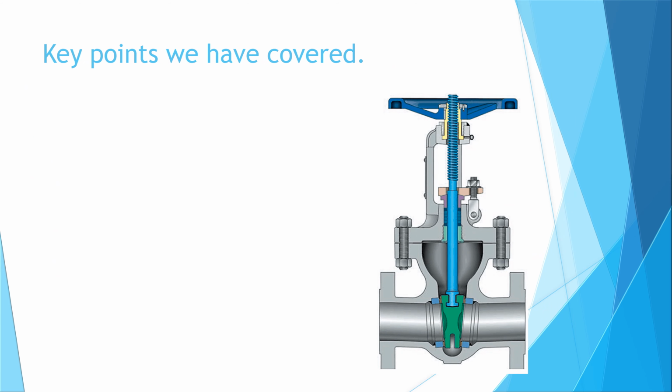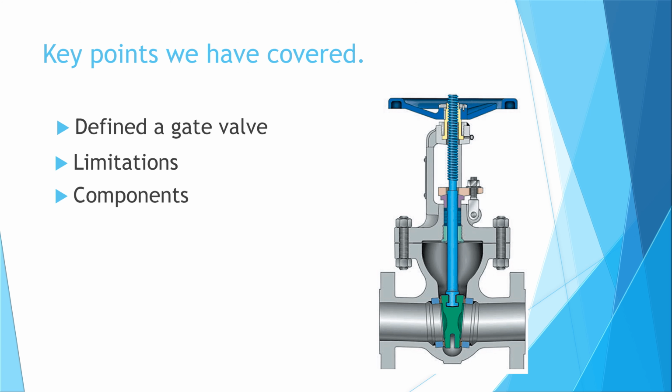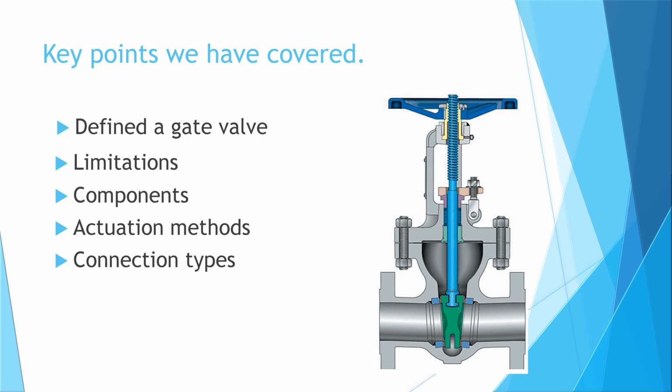Key points we've covered today. We've defined what a gate valve is, and we understand its basic operation principles. We've discussed limitations. We've discussed the different components. We've discussed the actuation methods. We've discussed different connection types available on the market.